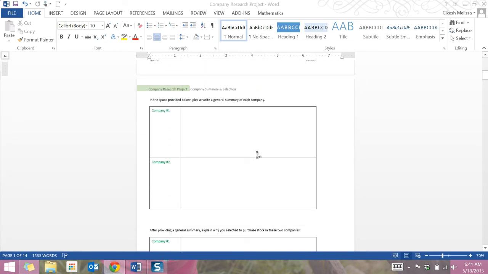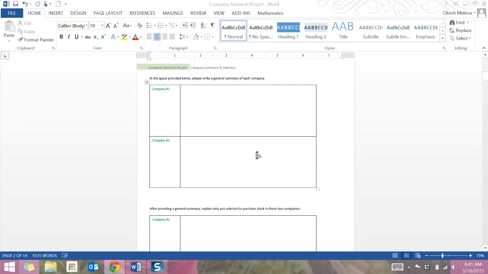So the first section, company summary and selection. In the space provided, you're going to write a general summary of each company. What is the company? You're basically going to tell me everything that you know in general summary about the company as if I never knew what they were. So pretend I have no idea who Nike is, or I have no idea who Michael Kors is. Give me just two summaries about the company.